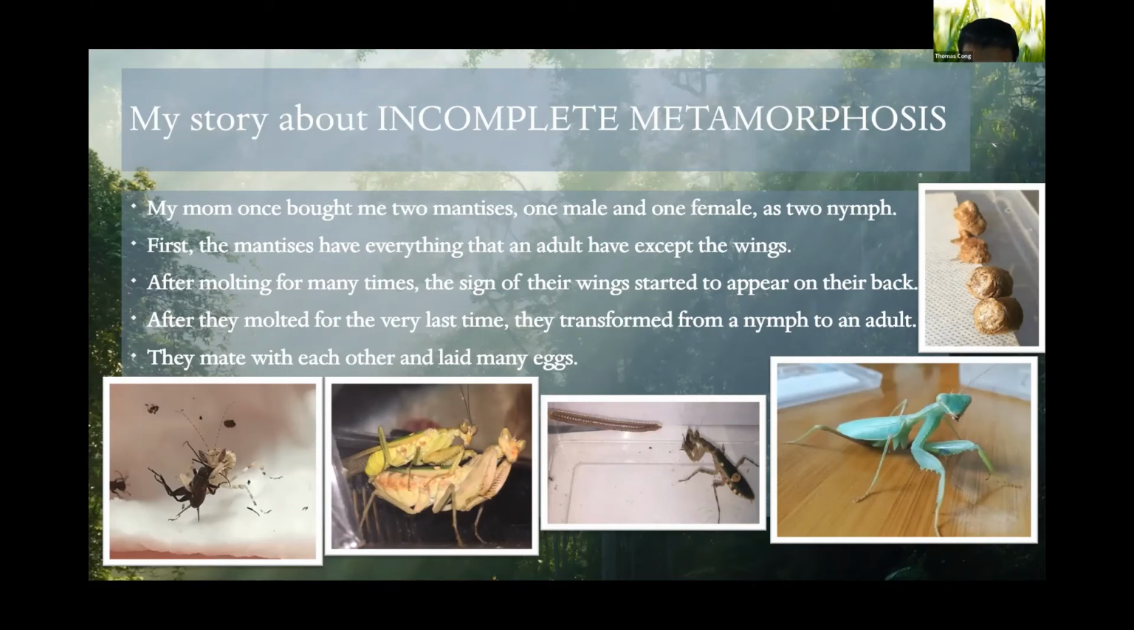Their egg will be inside eggshells, and eggshells will look exactly like a worm. Not very exactly, but very like a worm. So as you can see here, this is a long eggshell that contains hundreds of eggs inside. And when they hatch, even though we didn't see them hatch, there will be tons of baby mantises as nymphs, just like a flood coming out of the eggshells.